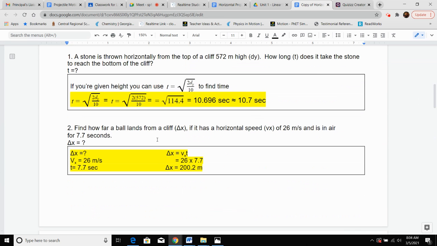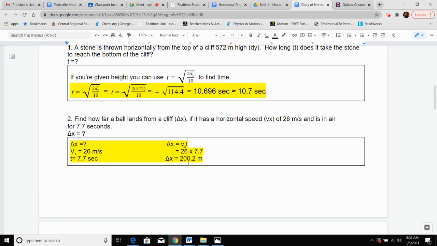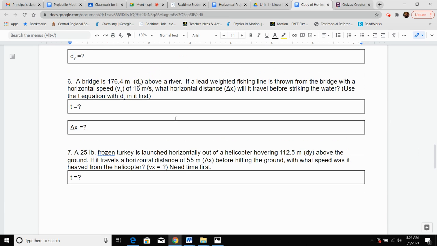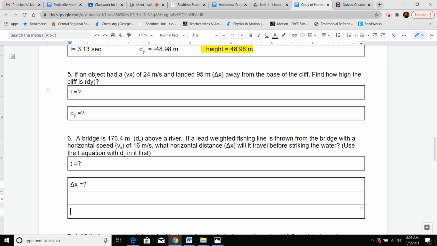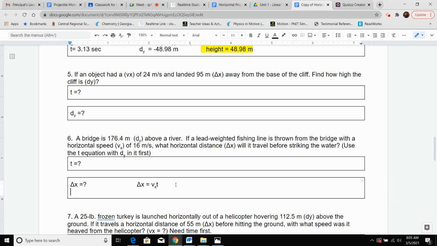So they want delta x, and that equation is here, covering up delta x, vx times time. So the best thing you guys can do is to always have your equation ready to go. Where's 6? All right. So this is what I'm asked to solve for. So if I know the equation, vx times time, I know basically what I have.